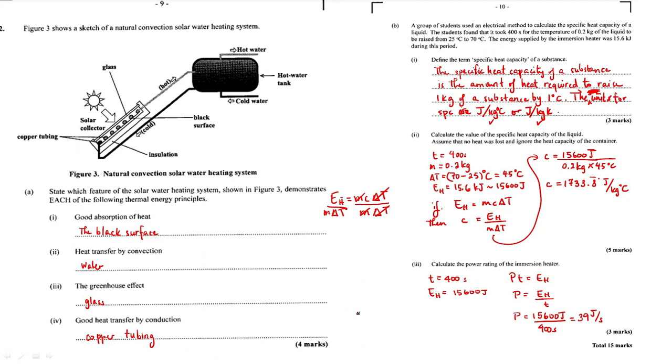Please note that EH can be equal to a lot of things. We know EH equal to MCΔT. EH could be equal to PT. EH equal to EP, that's potential energy. EH could be equal to EK. EH equal to ML_v, latent heat of vaporization, mass, and EH will be equal to ML_f, which is latent heat of fusion. If you're given EH already, you're fine.